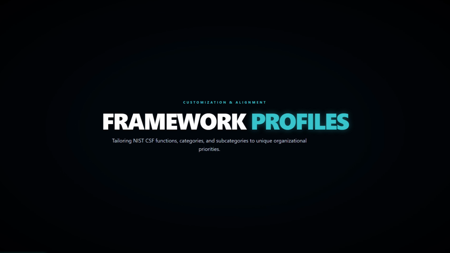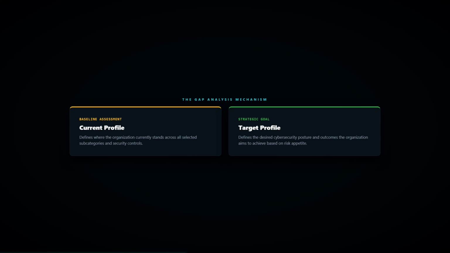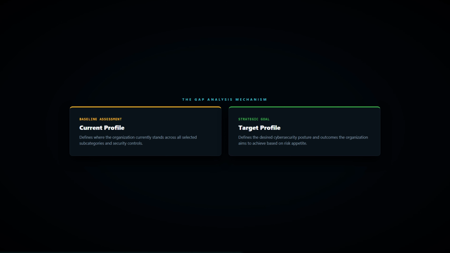Third important part of the NIST CSF is the framework profiles. This helps to customize the CSF according to the business goals and risks of the organization. There are usually two profiles: current profile, the current state, and target profile, the future goal. By performing a gap analysis of these two, the organization can understand where improvements and investments are needed. Therefore, the NIST CSF can be customized according to the needs of each organization.